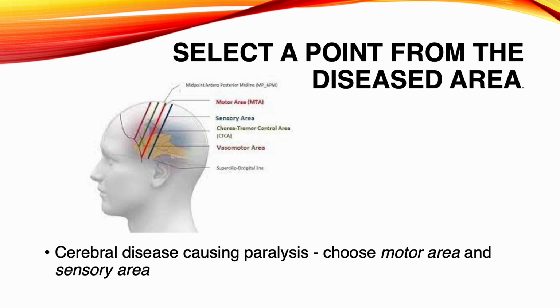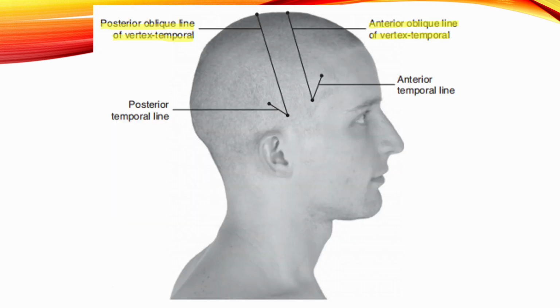Therefore, the new stimulation area of the cerebral cortex, head imaging scalp acupuncture, or the international standard of nomenclature for scalp acupuncture can be used. For example, if the patient has a cerebral disease causing paralysis, we will choose the motor area and the sensory area in the clinic. If using the international standard of nomenclature for scalp acupuncture, we will focus on the vertex temporal anterior oblique line and the vertex temporal posterior oblique line.